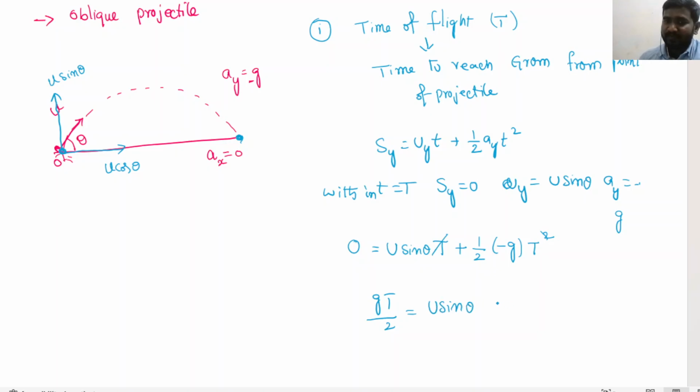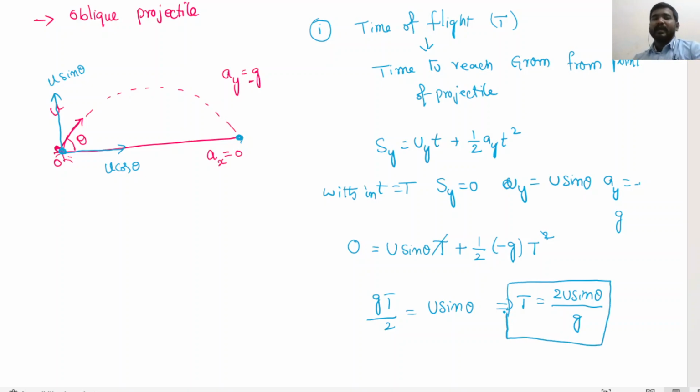So hence, from this equation you got time T equal to 2u sin theta divided by g. That is the time of flight of an oblique projectile, when an object is projected with initial velocity u making an angle theta with the horizontal. Copy this concept.